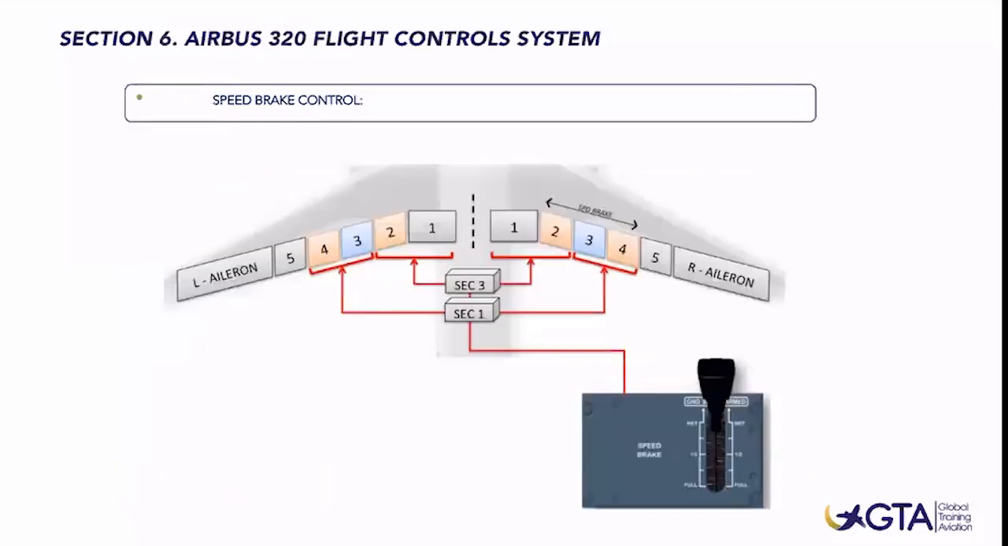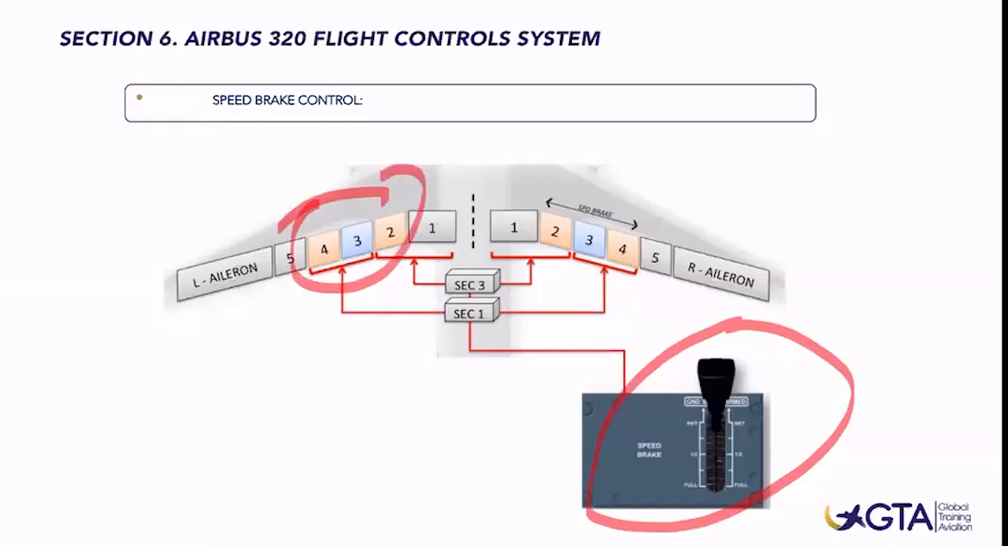This is our speed brake handle. We have a retracted position, half position and full position. We will use for the speed brake control, remember, the 3 center spoilers, which are 2, 3, and 4. And remember that if we are flying with autopilot engaged, even if the pilot takes the speed brake lever to the full position, the speed brake surfaces will deploy only to the half position. So if you need to extend it to the full position, you will need to disconnect the autopilot.